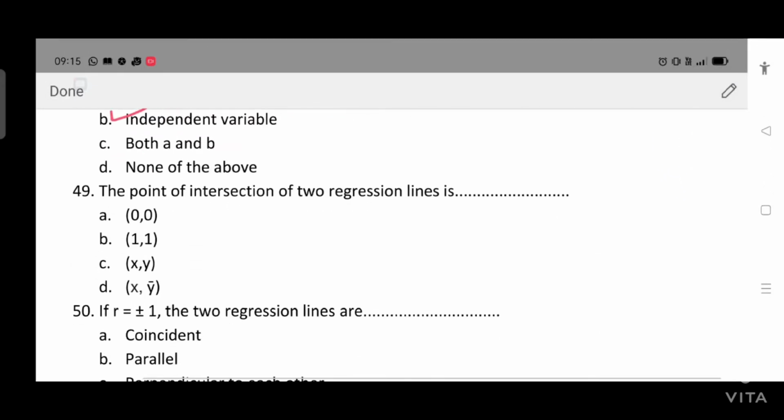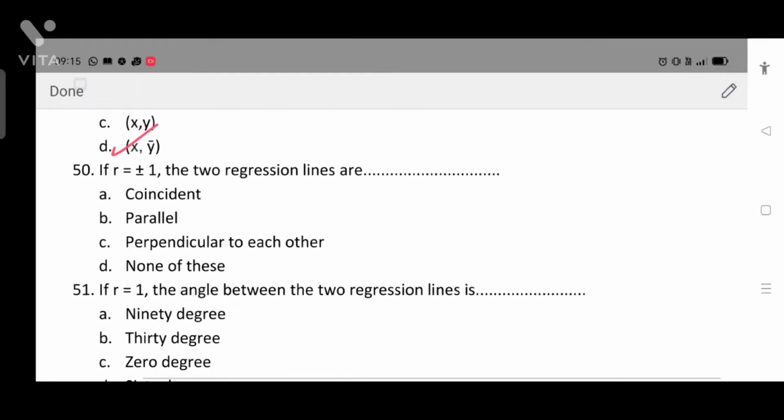The point of intersection of two regression lines is A, B, C, D. Question number 49. Any guessing? So D is the answer, x bar, y bar. Question 50. If r equals plus or minus 1, then the two regression lines are called A, B, C, D. Answer A, coincident.